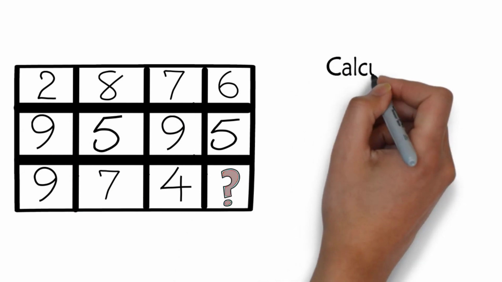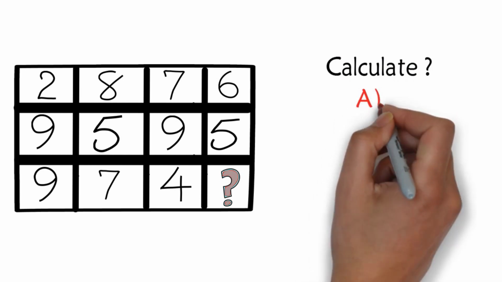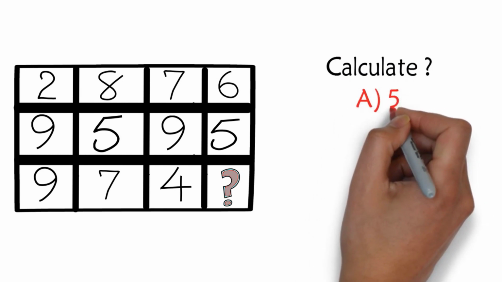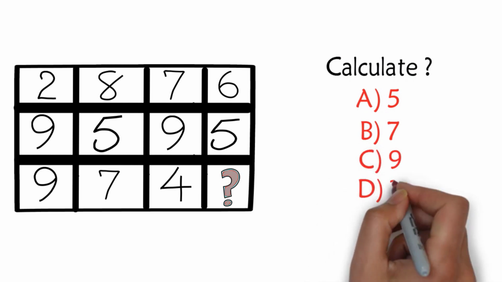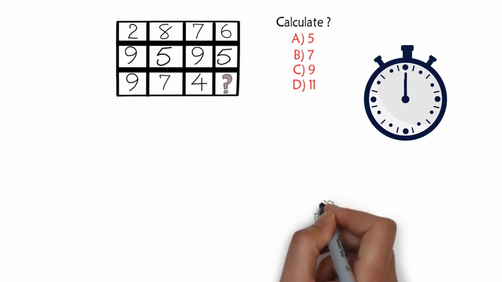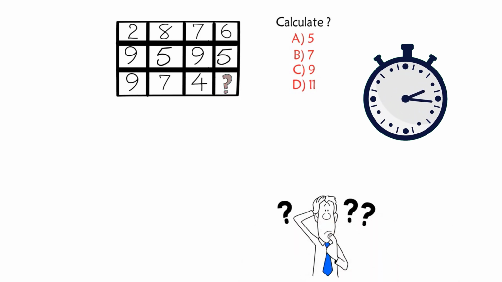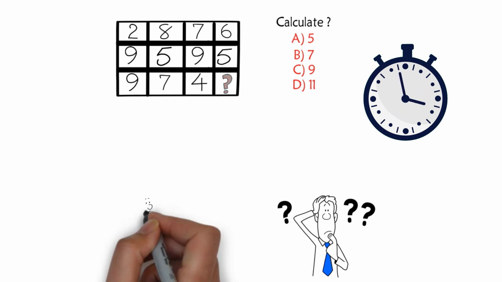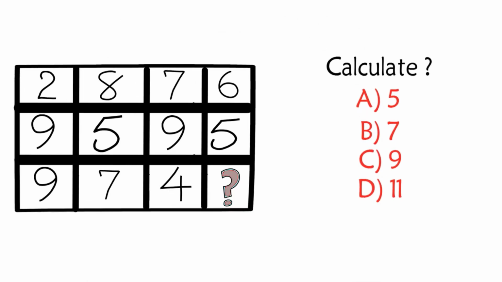And this is exactly what you need to calculate. You can choose from one of 4 different choices. Choice A, 5, choice B, 7, choice C, 9, and choice D, 11. Do you think you can come up with the answer? Give yourself 5 to 10 seconds. This is about as much time as you will get on the test. Let's continue to see how we can get to the correct answer together.